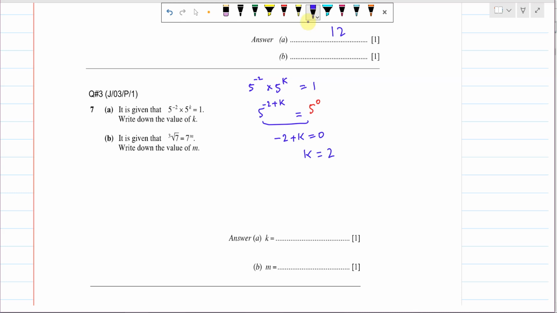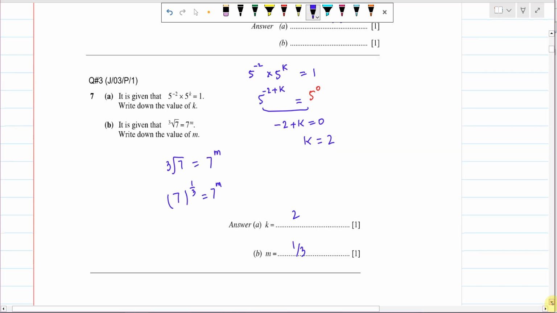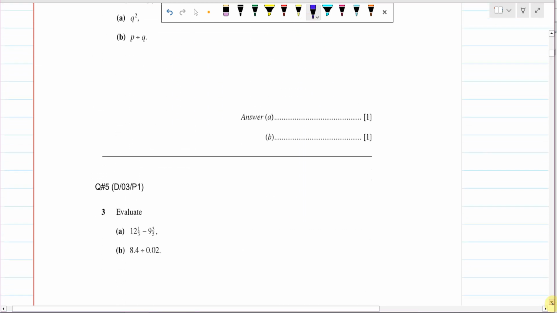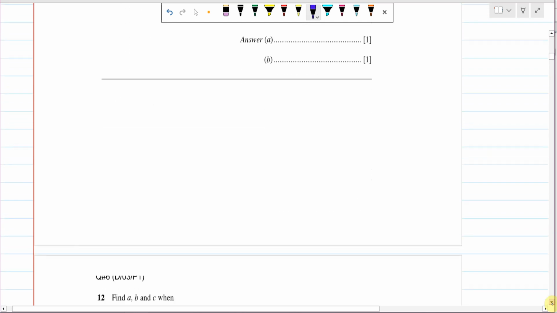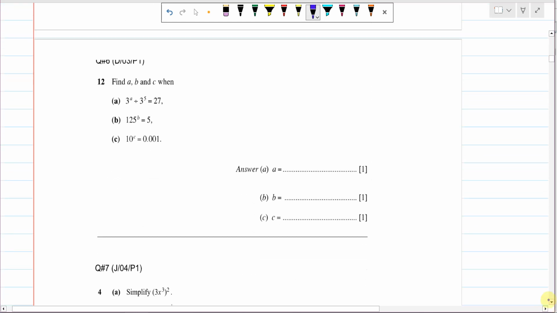It is given that, for part B, cube root of 7 is equal to 7 to the power m. Now that is in radical form. To convert radical into index form, it is 7 to the power 1 over 3 is equal to 7 to the power m. So you got the value for m, it's 1 over 3, and k is 2.